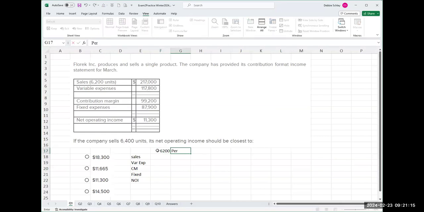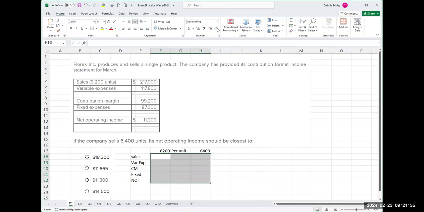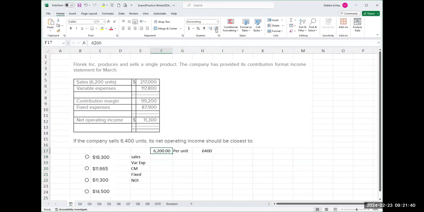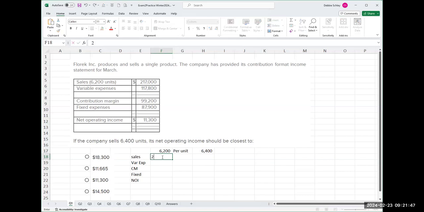And I know I'm going to have to figure out my per unit because they want me to figure out what's the net operating income if I sell 6,400 units. Okay, so I want all of these to be labeled as dollars. And this is just a number. And this is just a number. Okay, so 217,000. Whoops.